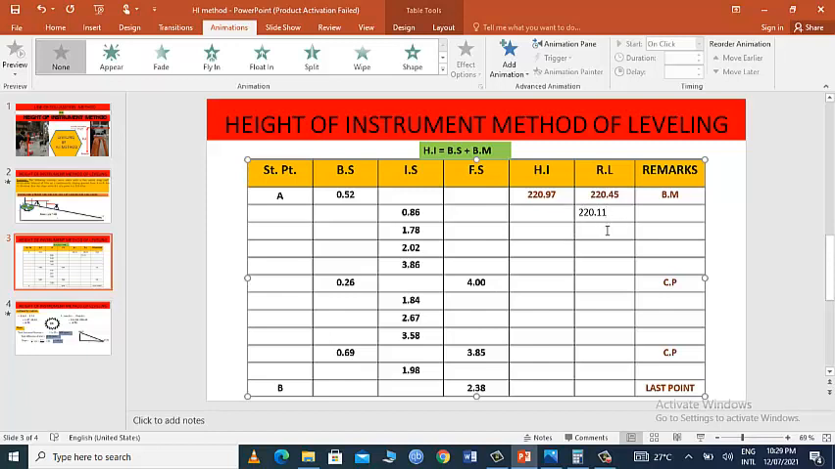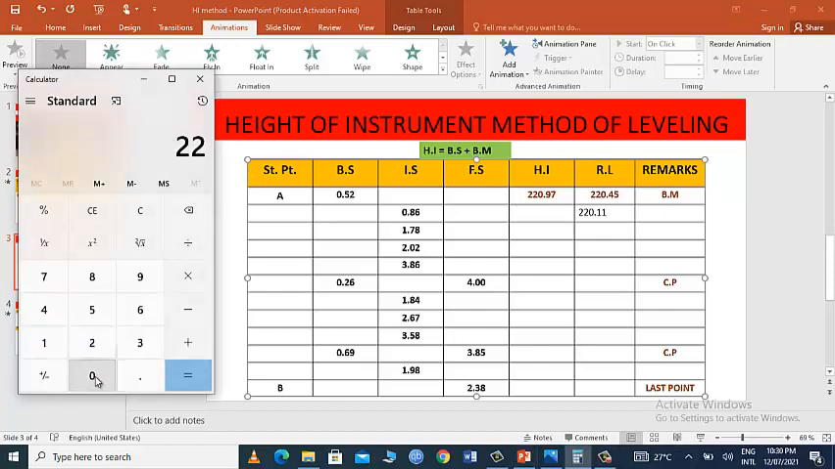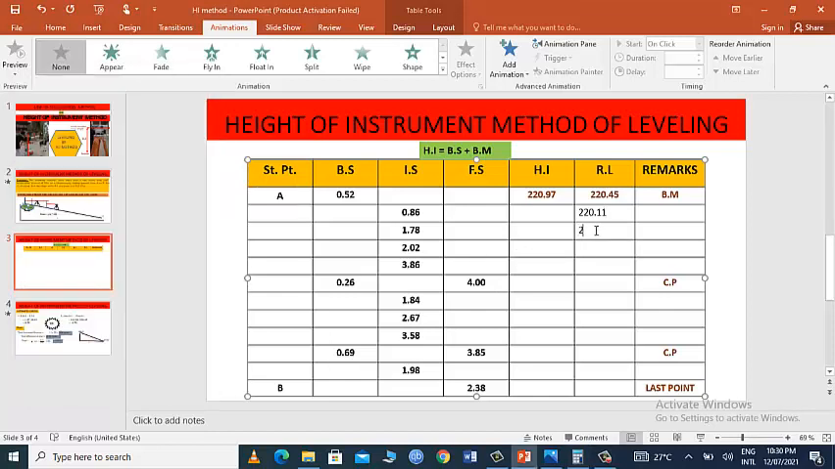Now to get the reduced level of this point, we will adopt the same procedure, that we will subtract 1.78 from this HI. So 220.97, that is HI, minus that intersight, minus 1.78, that comes out to be 219.19.